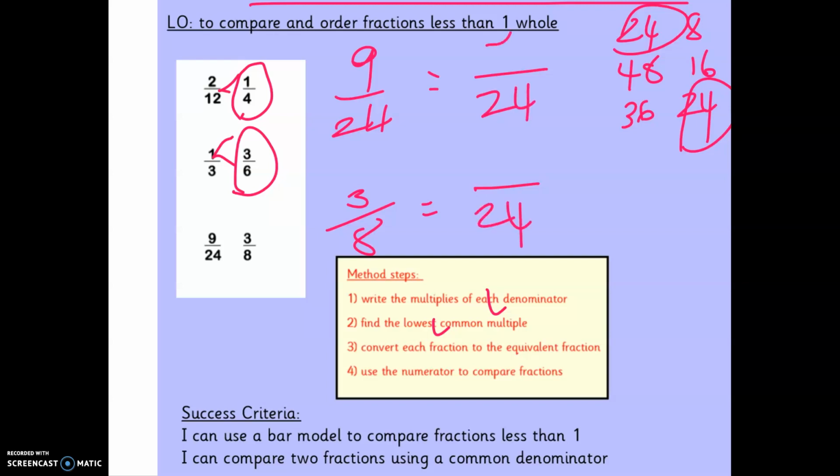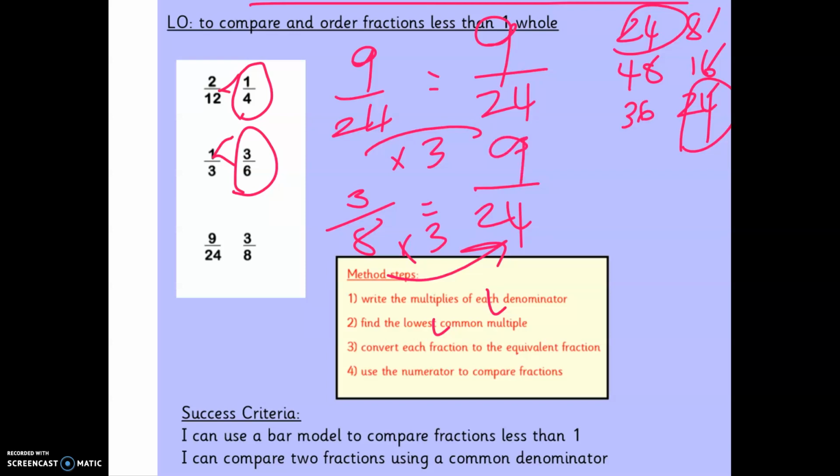The first fraction is already in 24ths, so I can leave it as 9/24ths. And we're going to have to change 3/8 to find the equivalent fraction of 24ths. I can see that 3 times 8 is 24. I'm going to do the same to the numerator, so 3 times 3, which is 9.